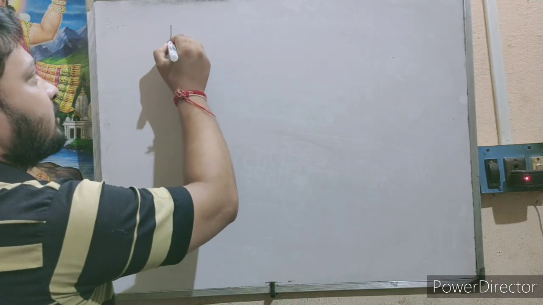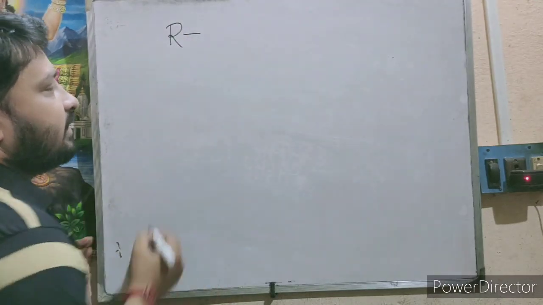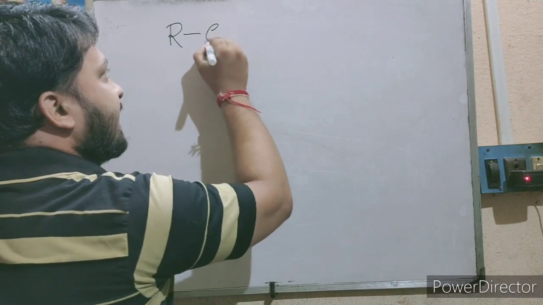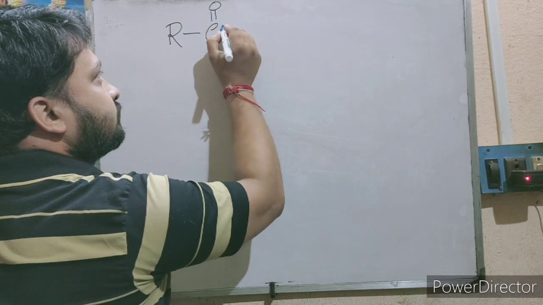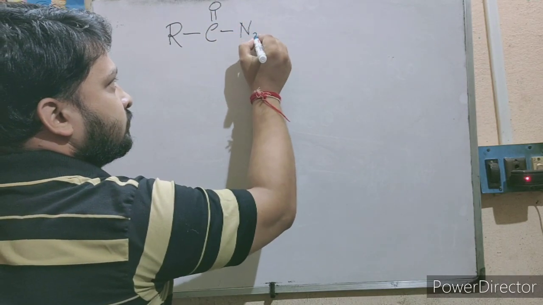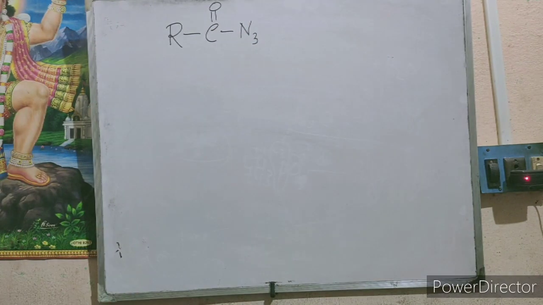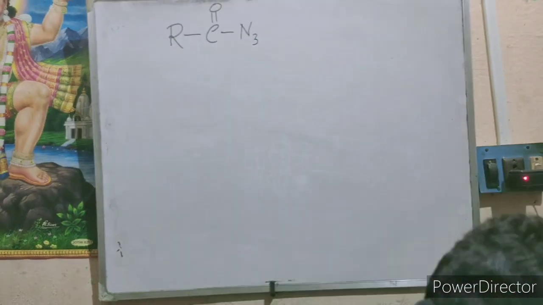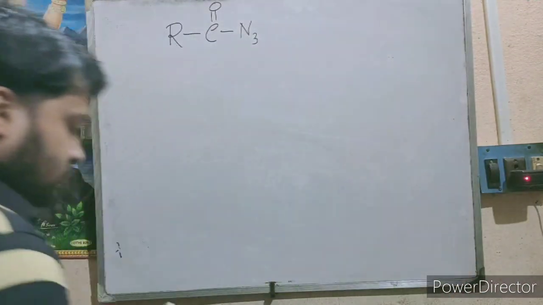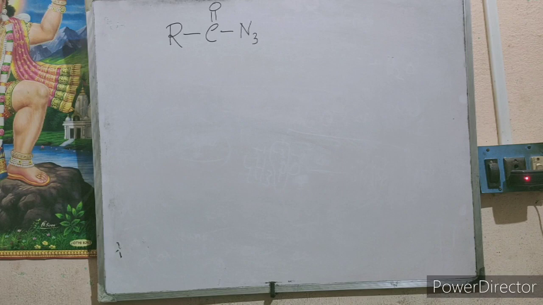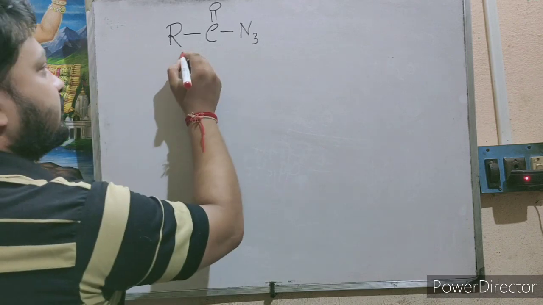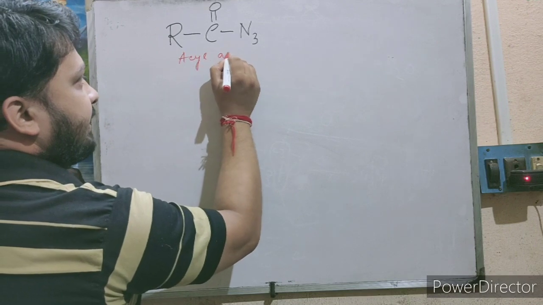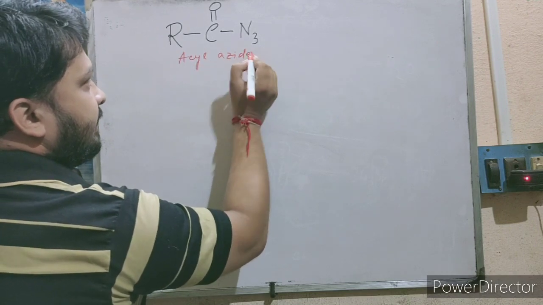What is the reaction for this? The reaction is, if you have this acyl azide, what is this? This is called acyl azide. So let's take acyl azide.